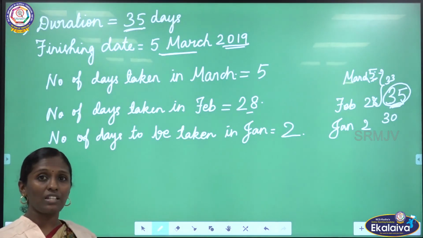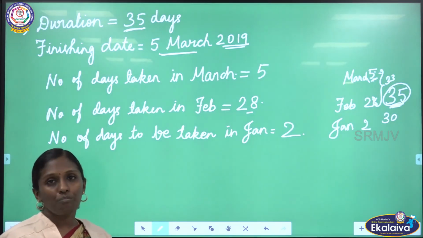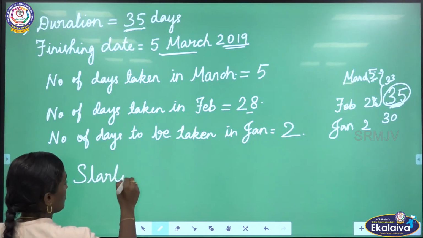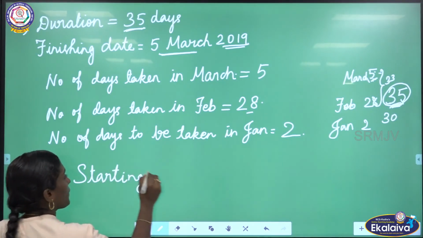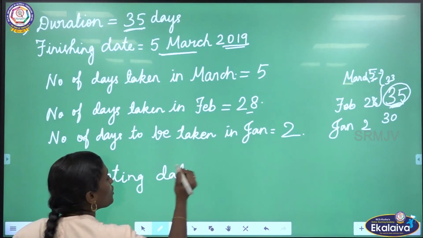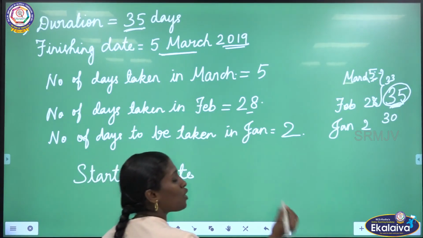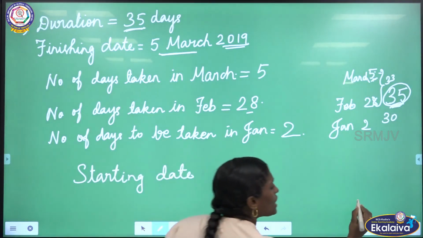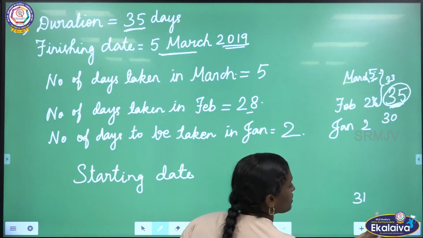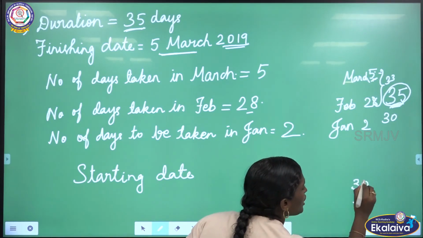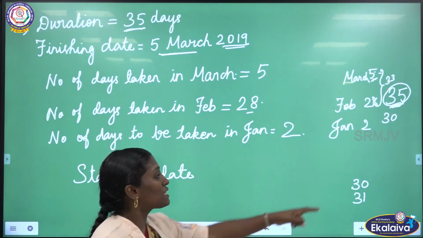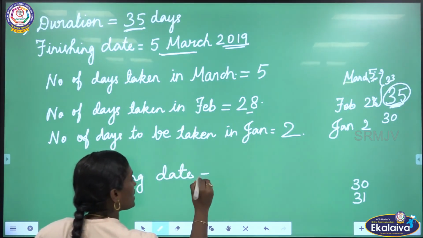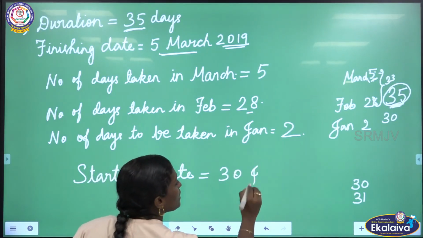To find the starting date, we have to use backward counting. Okay. Now we are going to find the starting date. We have to use backward counting. So how many days are there in January month? 31 days. So from last we have to count 2 days. So 31 and 30. Only 2 days. So the starting date is 30th January. Okay. Starting date is 30th January.